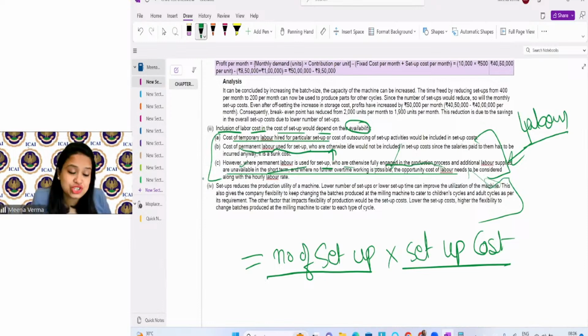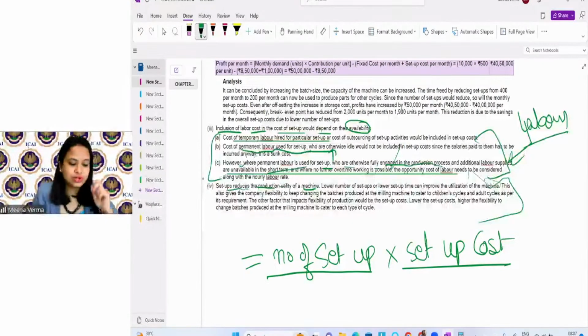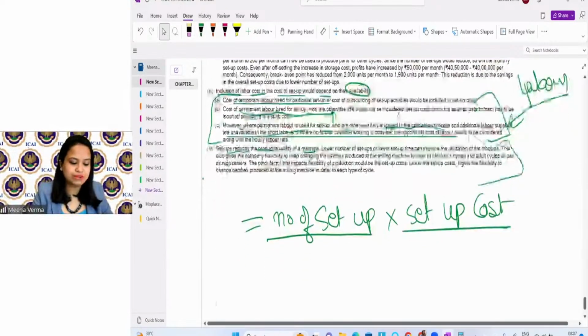Machine, milling machine. Okay. So setup reduces the production utility of the machine. Now look, if the number of setup will be high, you are using the machine less. Instead, in case of just-in-time system, what happened?